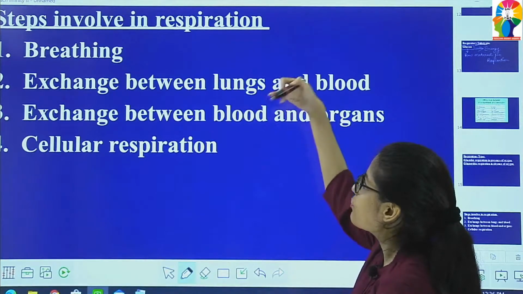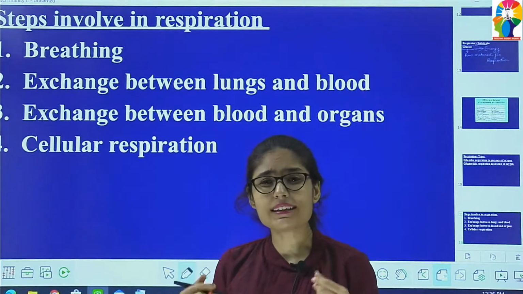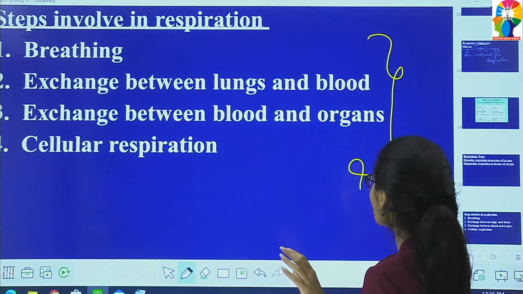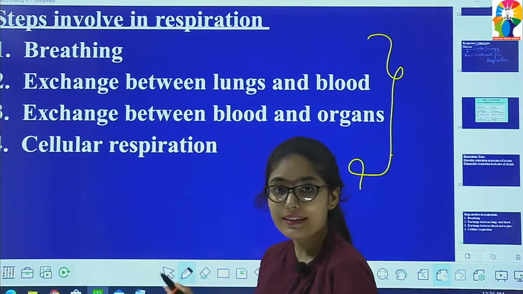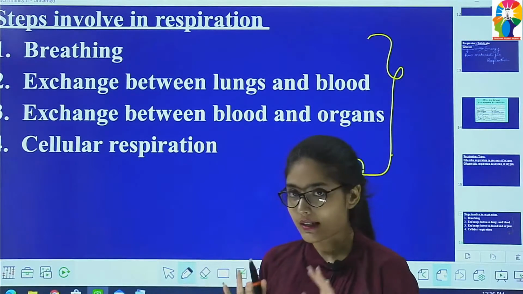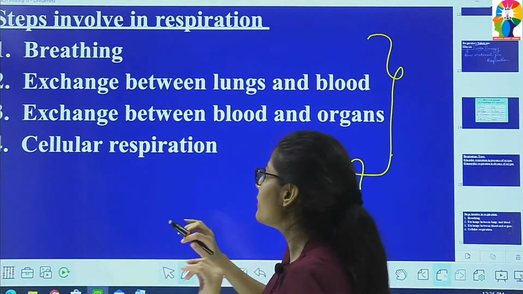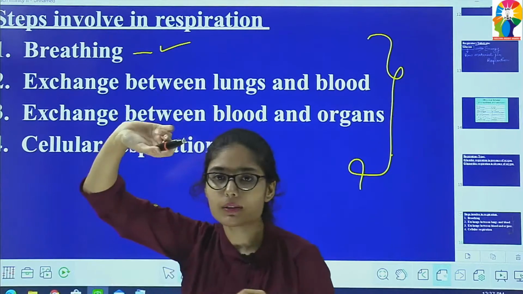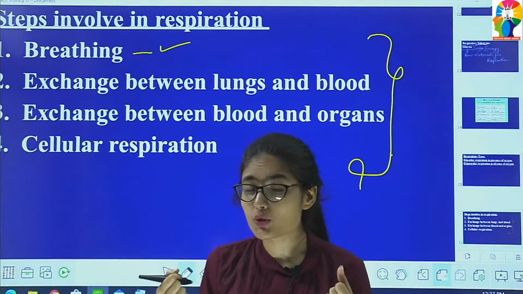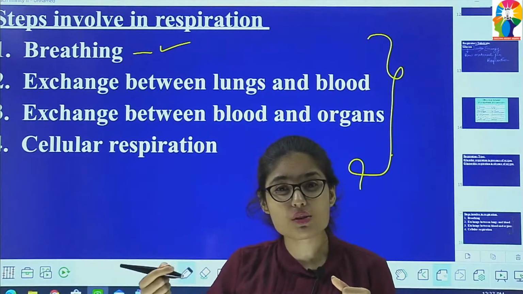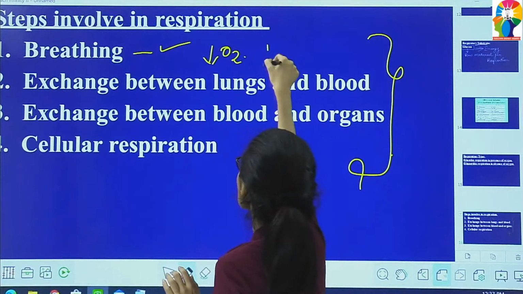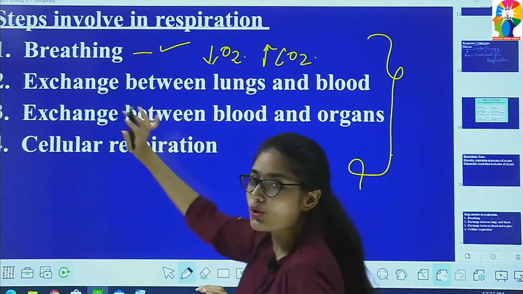Now, steps involved in respiration. To make it easier for you to understand, I have taken these 4 steps which we will study later in detail, but for now just understand these are the 4 steps involved in your respiration process. The first one is breathing. Remember what I have told you, breathing is just a part of respiration. It's just the first process of respiration. In breathing, we take in oxygen and we exhale carbon dioxide. This is what breathing means.